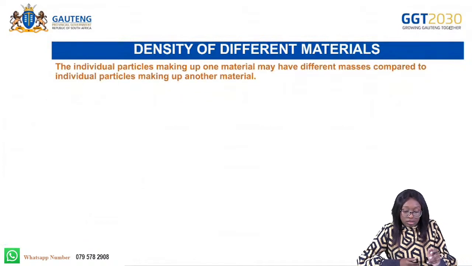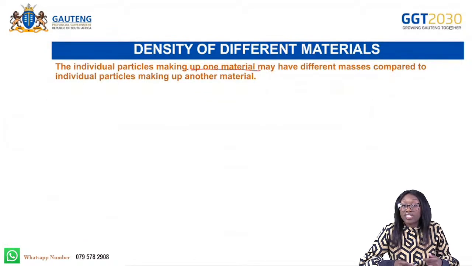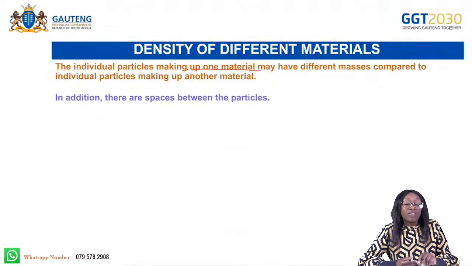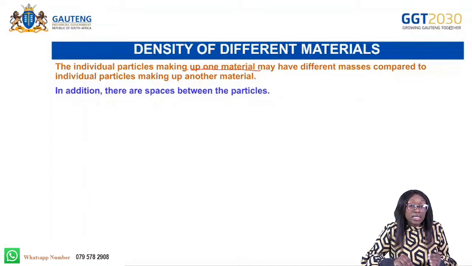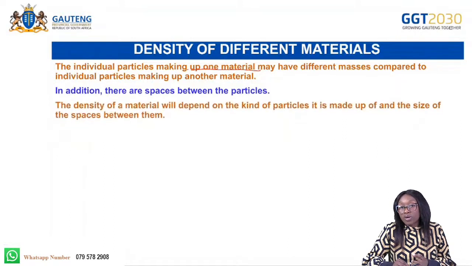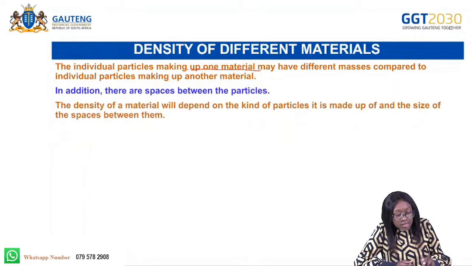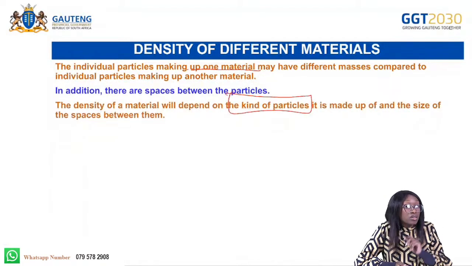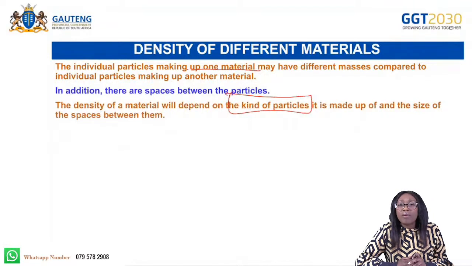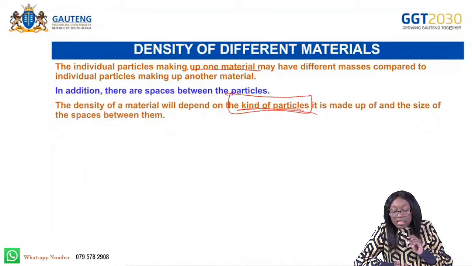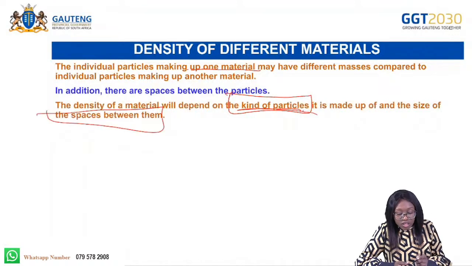Individual particles that make up one material may have different masses compared to individual particles that make up another material. That's what makes one solid less dense than another solid. And in addition, the spaces between these particles differ as well. The density of the material will depend on the kind of particles. Are they hydrogen particles? Are they lead particles? Are they carbon dioxide particles? Are they nitrogen molecule particles? It will depend on the kind of particles it is made up of and the size of the spaces between them.